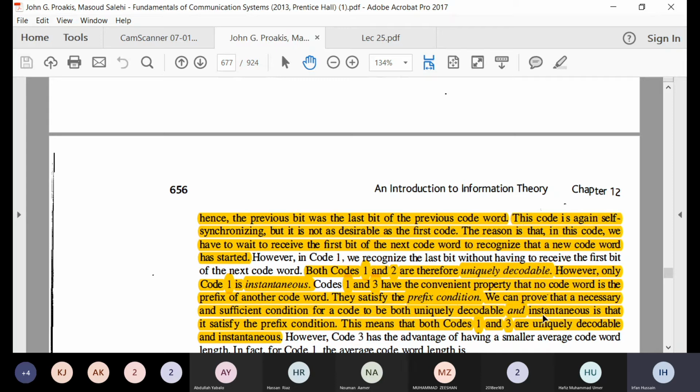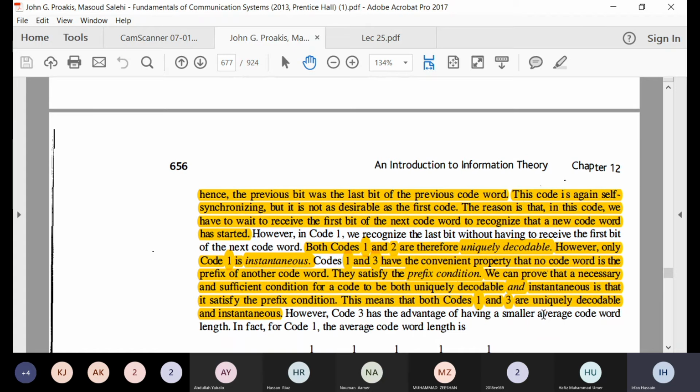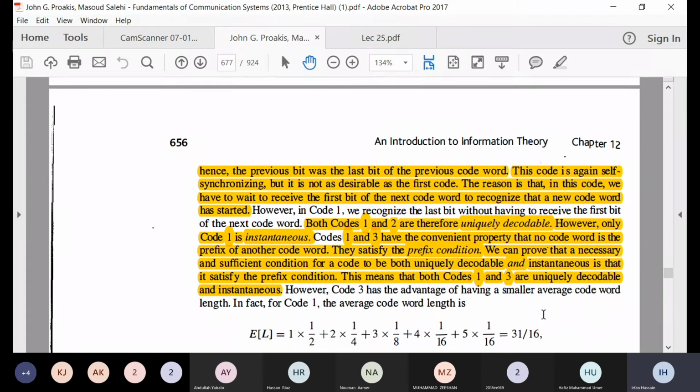You are never in a fix about whether this was a code, because every code is different. None is the prefix of the others. You have to decide only one way. Hence, this will be uniquely decodable. So 1 and 3 are uniquely decodable.